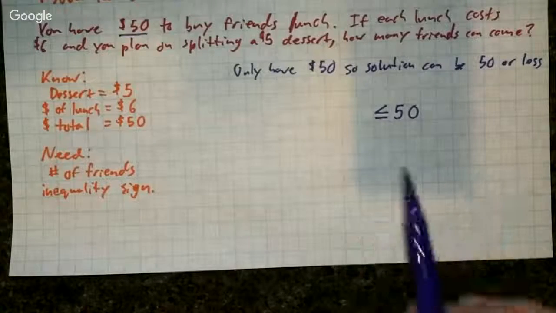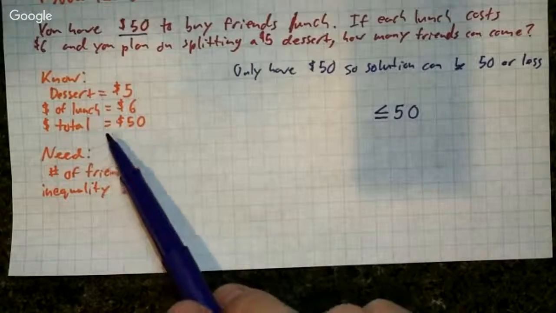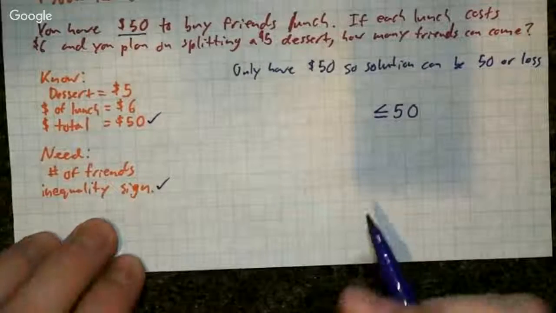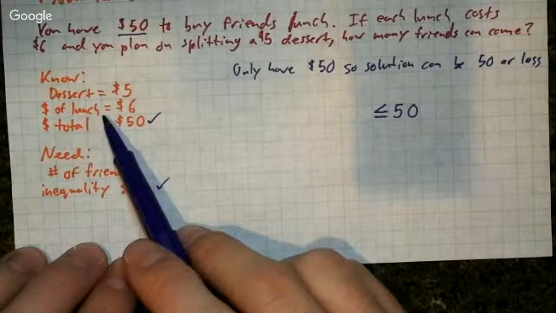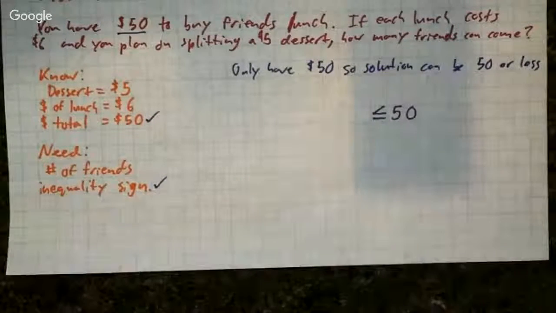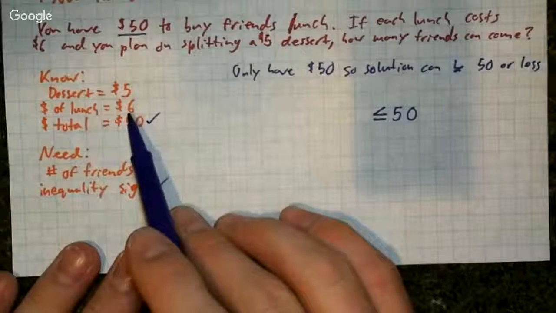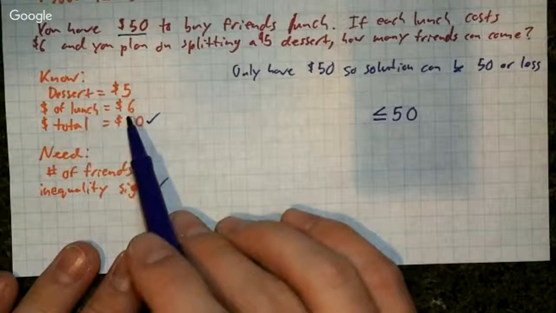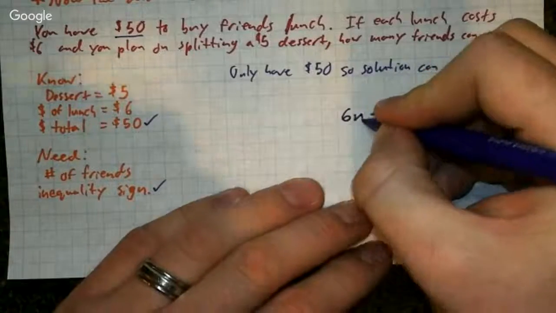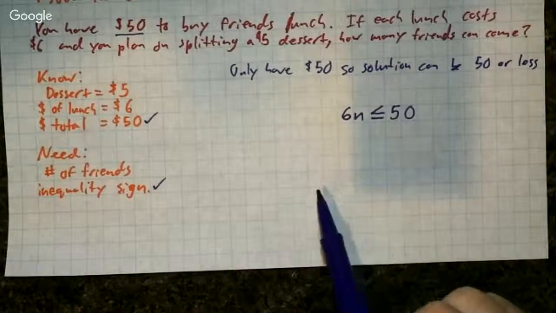Now we need to find out what we input here. Of the things we know, we know how much money we have. We already put that in. We know what we needed was the sign. We still have the amount of each lunch, the amount for dessert, and the number of friends that we need to somehow include into this. Well, each lunch is going to cost $6, and we don't know how many of these lunches we need yet. That's what we need to measure. So we're going to need to say 6 times the number of friends equals 50. If we were just buying lunches, this would be our inequality.